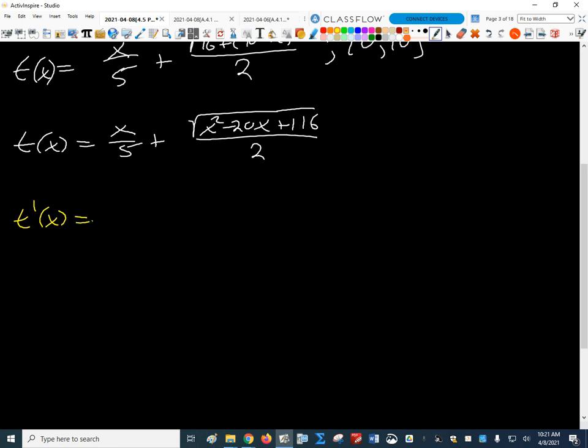Derivative of the first term. What's the derivative of the first term? Derivative of x over 5. 1/5, right? That's just a 1/5 times x, so I just get 1/5.